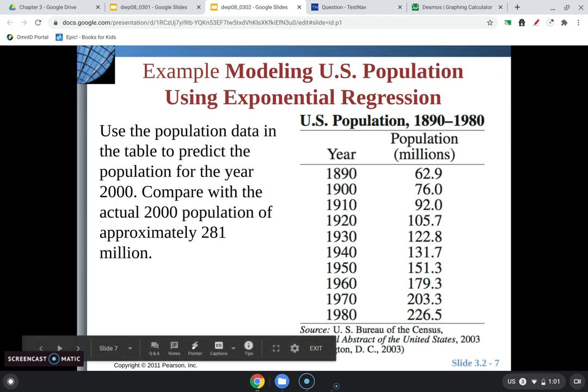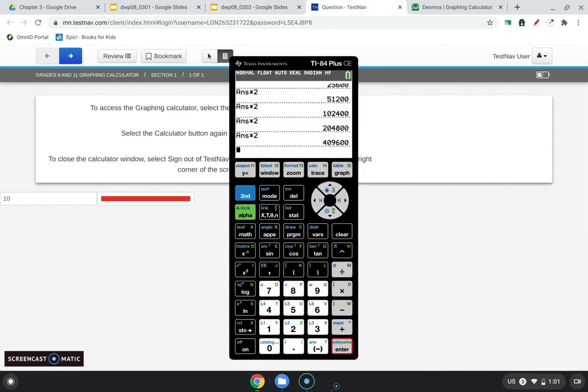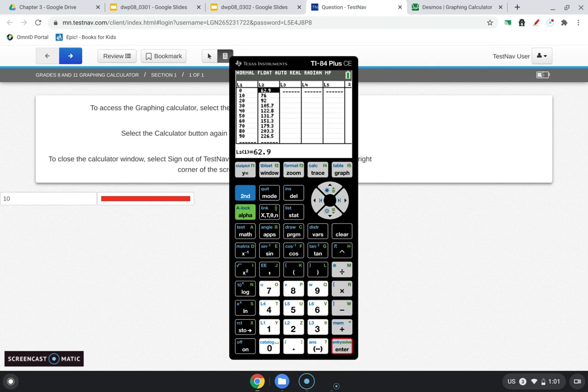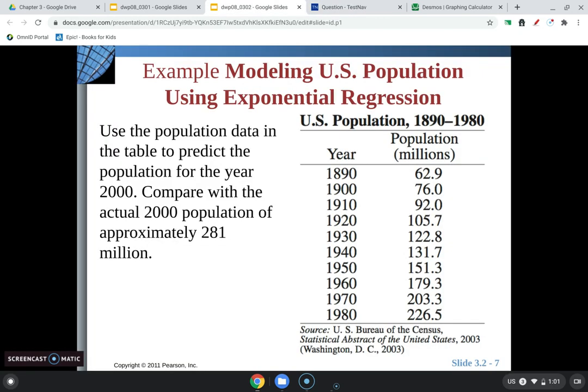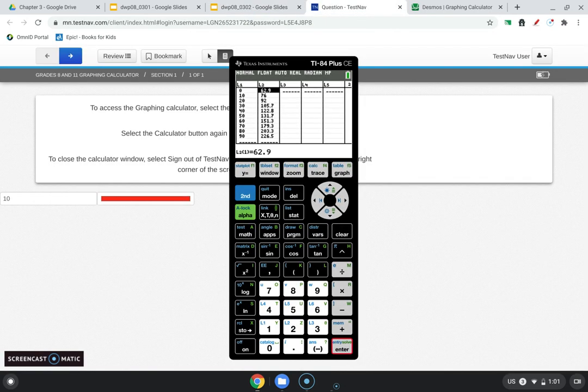Okay, use the population data in the table to predict the population for the year 2000. So we got to get an exponential regression model. I've already put all those into the calculator. So let's go to stat, edit. Remember, we can't put years in. So I had to start at 1890 as my year 0, and then 10, and so on and so forth. But I typed all those in.